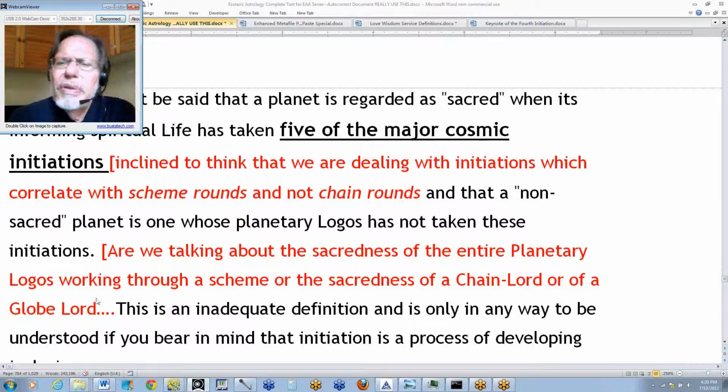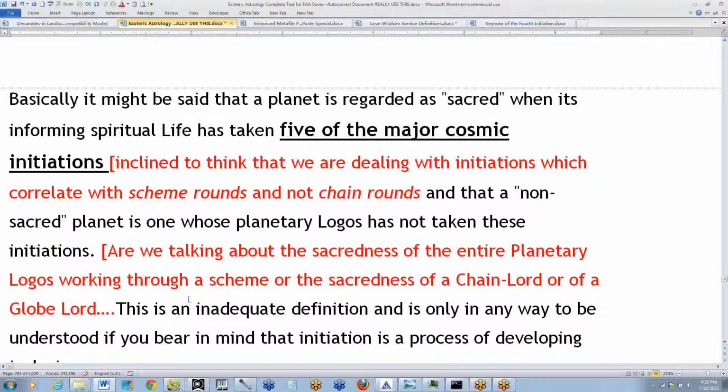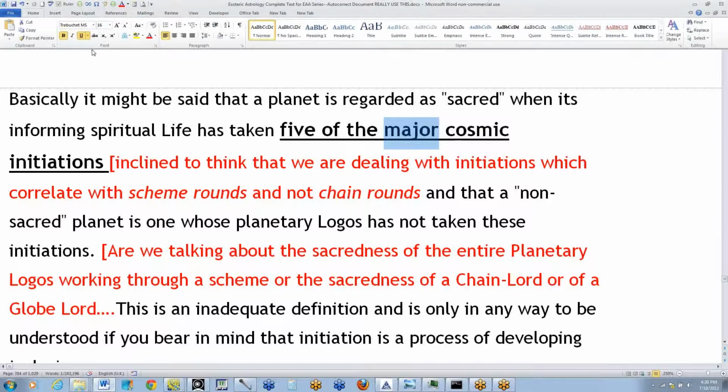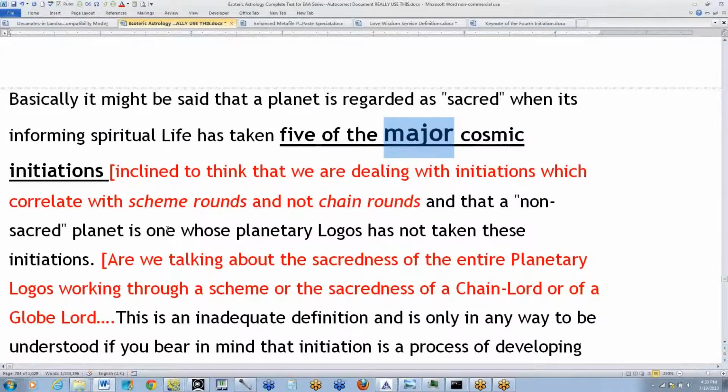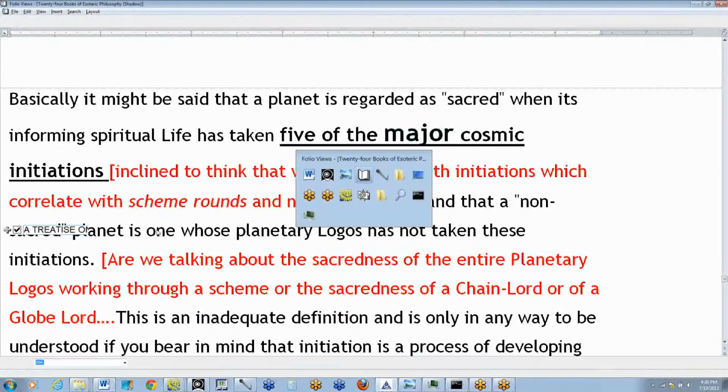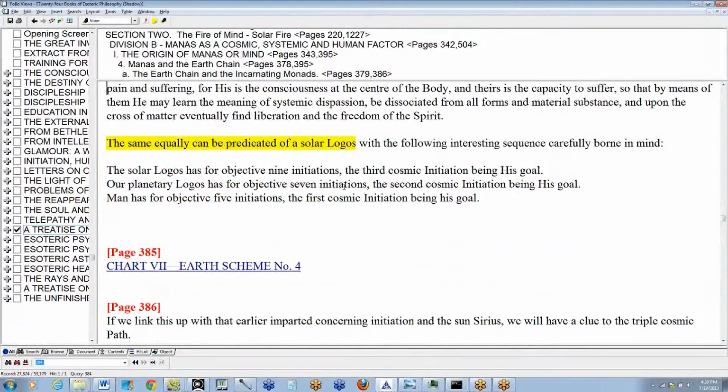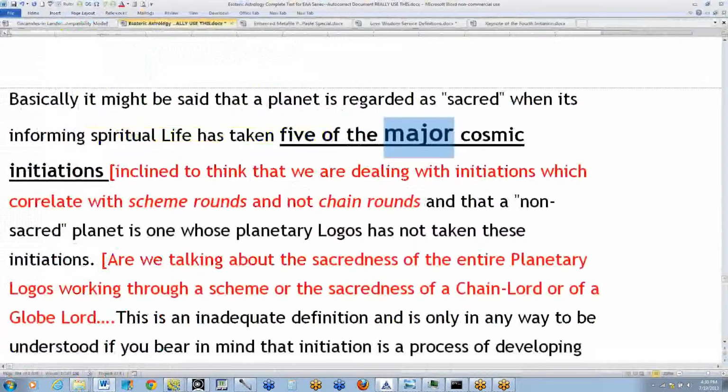So the word that is confusing here is major cosmic initiations. What DK seems to be saying here, and there are problems if that's what he means, is that our Earth is in the fourth scheme round and has not even taken the second cosmic initiation, let alone major cosmic initiation. Maybe in the series here, these lesser initiations are also called cosmic initiations. That's possible.